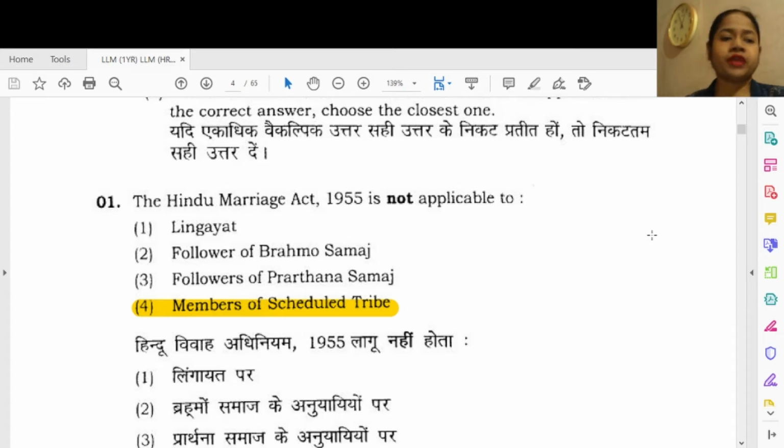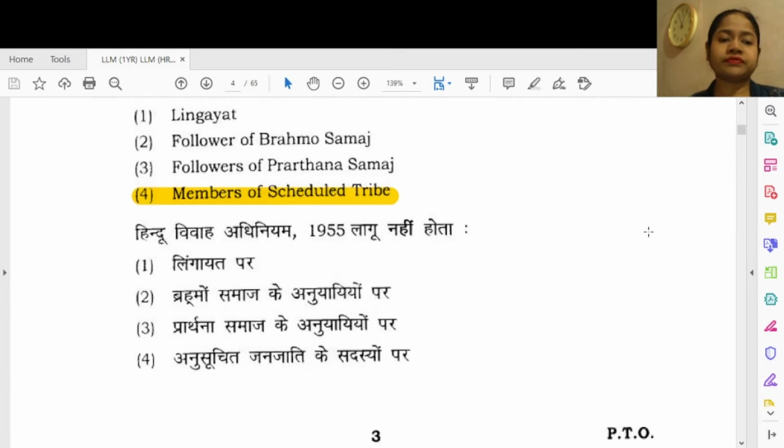Question number 1, the Hindu Marriage Act 1955 is not applicable to. And also one more thing, the total number of questions are 120. So we would be dealing with a total number of 120 questions. Question number 1, the Hindu Marriage Act 1955 isn't applicable to. This is option number 4, members of scheduled tribe.